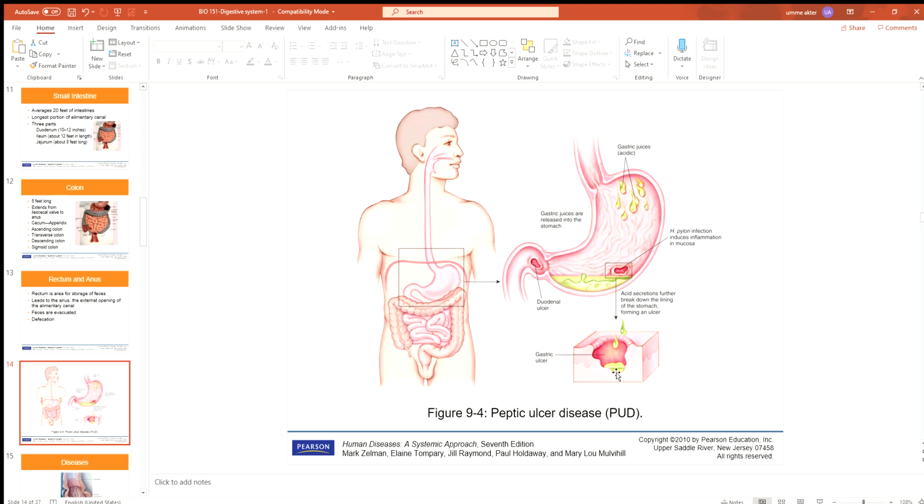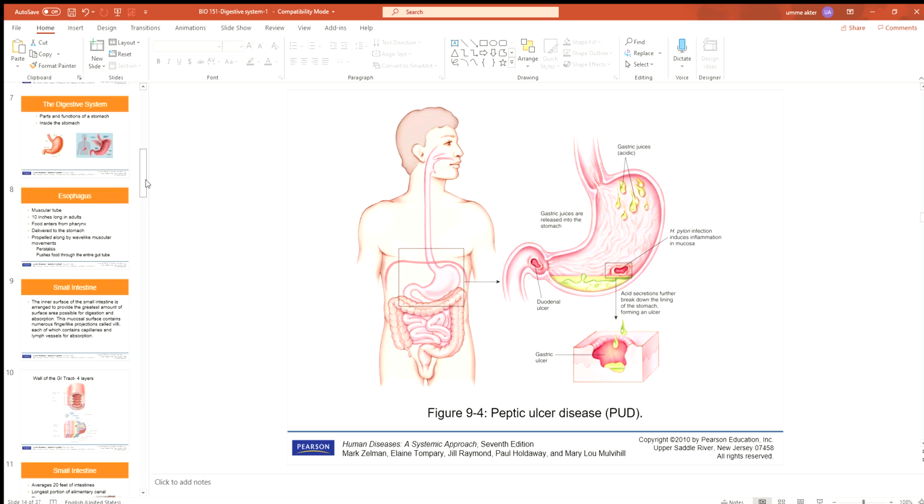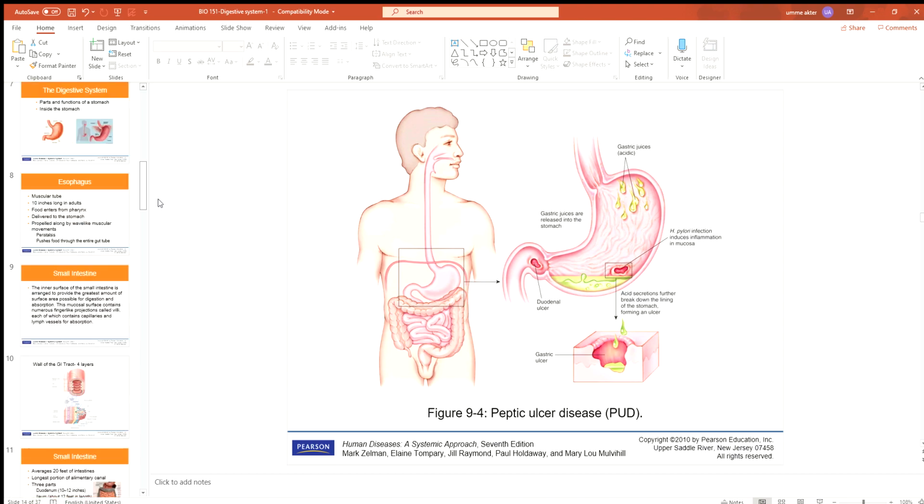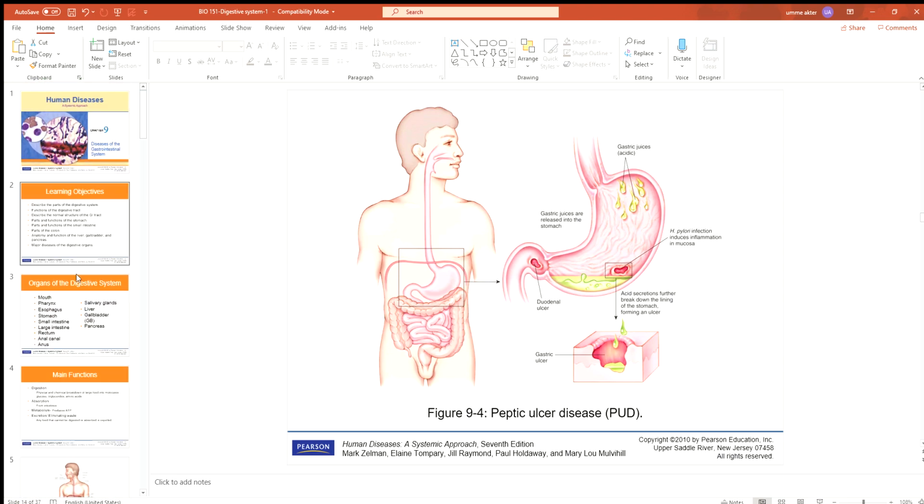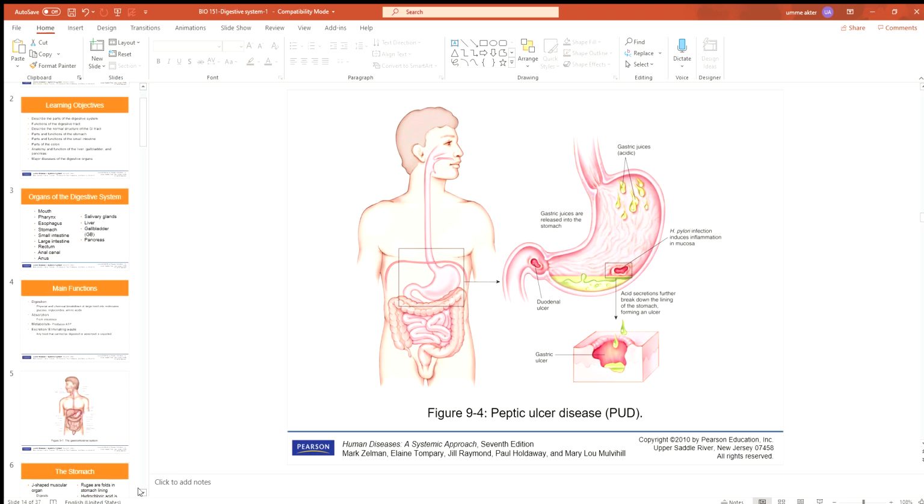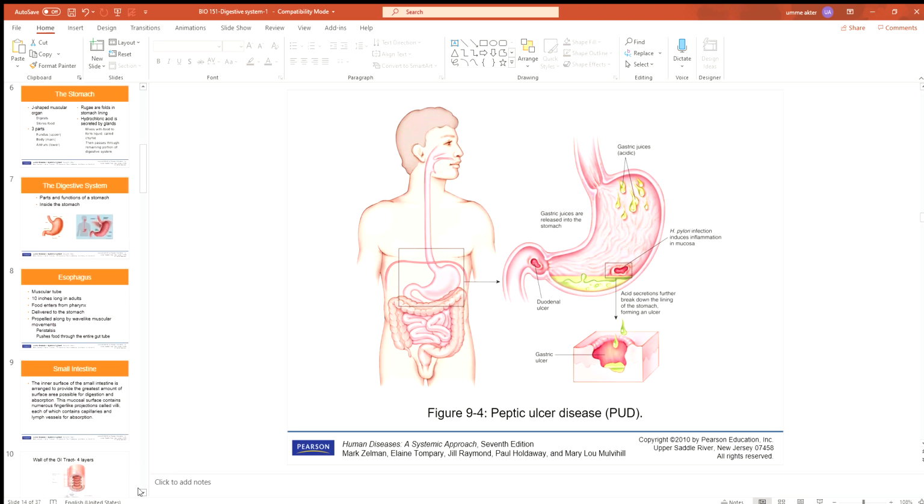Okay, so you just learn these few things in the first part of the next lecture. Then I will post the second part, which is more like clinical conditions in these organs or parts of the digestive system. So first you need to know the anatomy or biology of the digestive system, parts of the digestive system, their functions, and then we will talk about the clinical conditions.